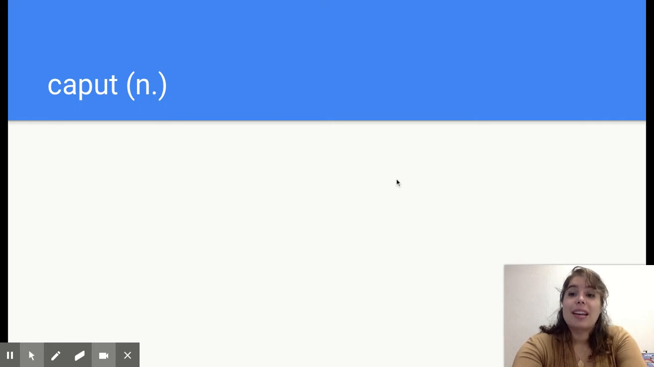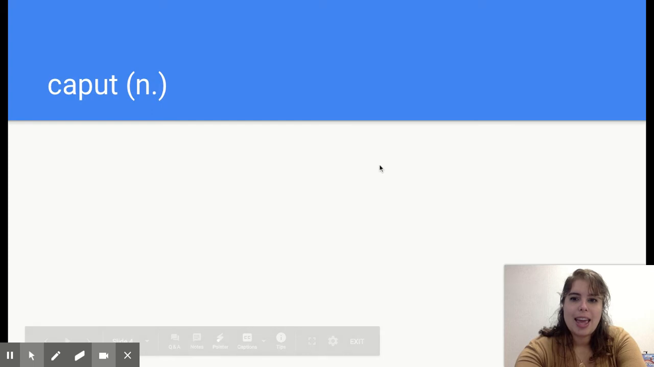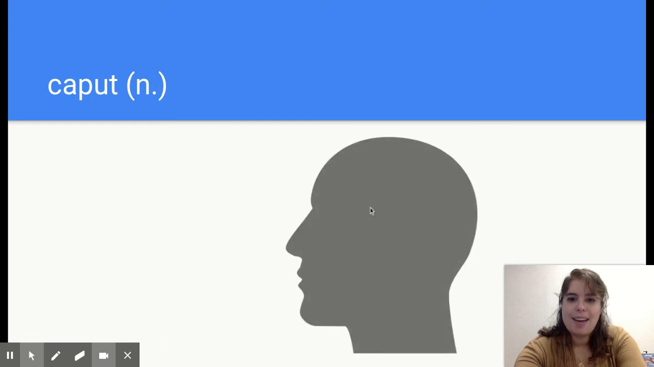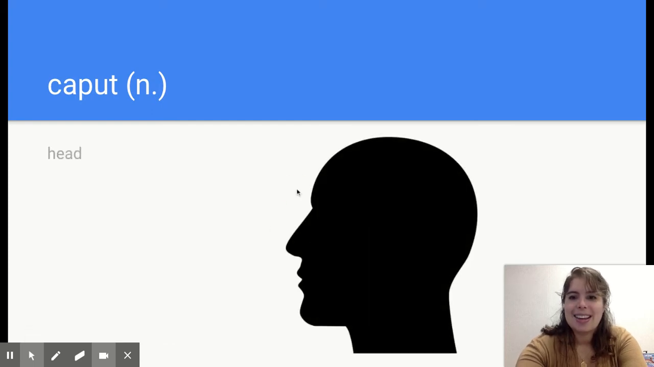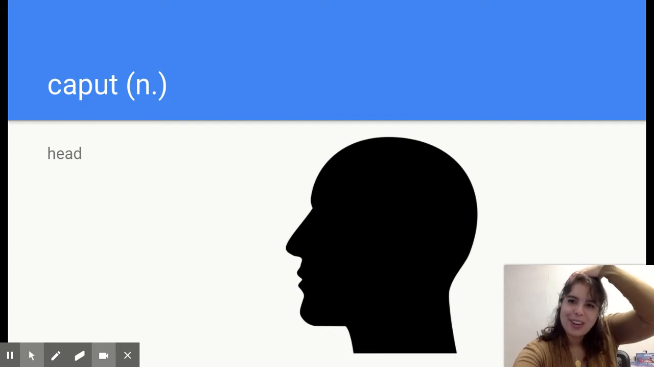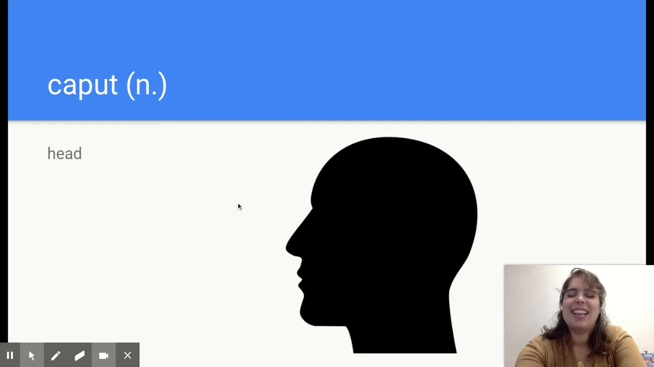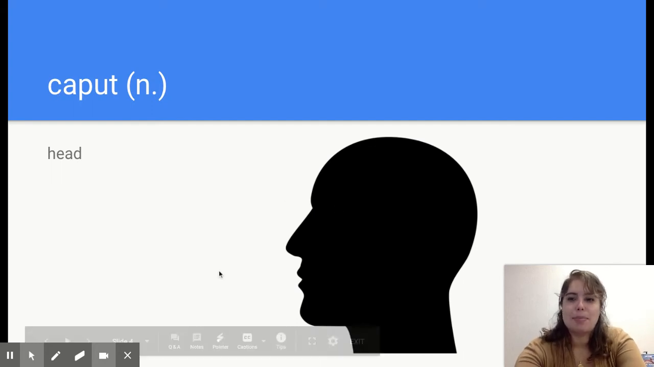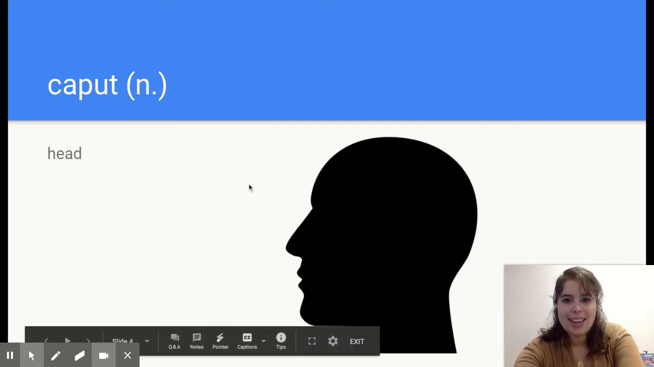Next, we have the word caput. Caput is neuter, and this is going to be our word for head. For this one, think of like a baseball cap goes on your head. That's how I remember this one. So caput is our Latin word for head.